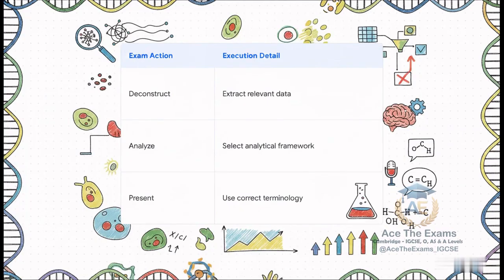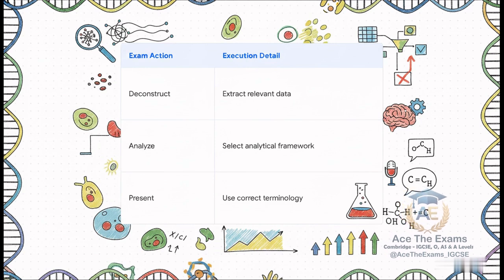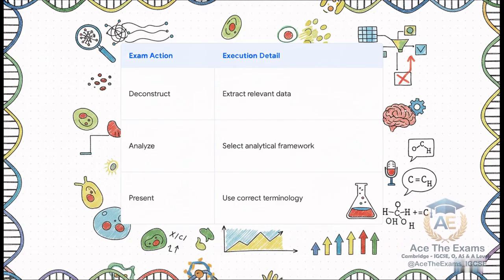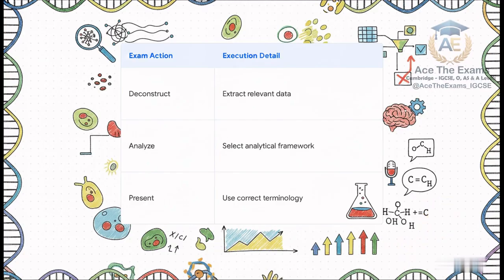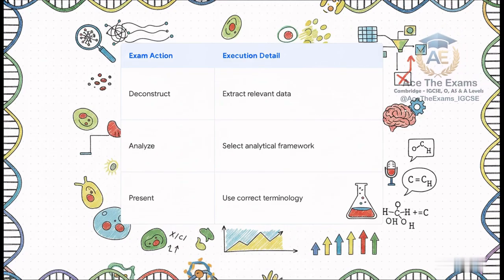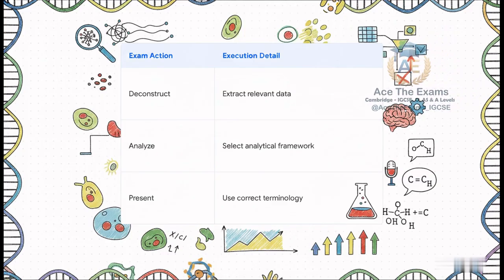So, how do we put that framework into action? Well, when an exam asks you to deconstruct, your main execution detail must be to extract only the relevant data from the tables and graphs they provide. Just ignore the noise. When you analyze, you have to select the correct analytical framework. And when you present, it is all about using precise scientific terminology and clear notation. Whatever you do, never just say the color changed. You want to say a brick red precipitate formed indicating the reduction of copper-2 sulfate. In these exams, precision is absolutely everything.